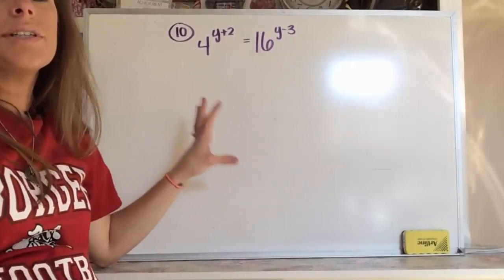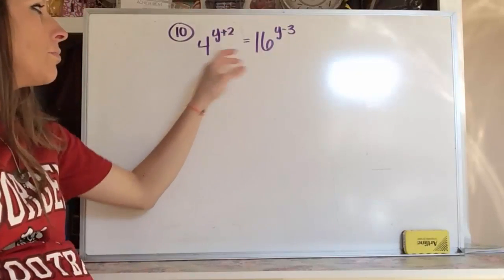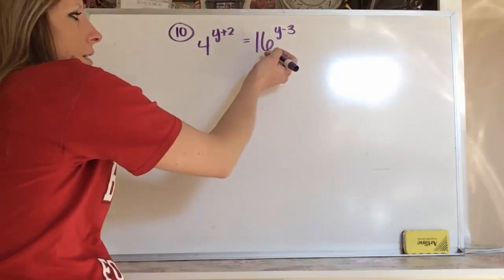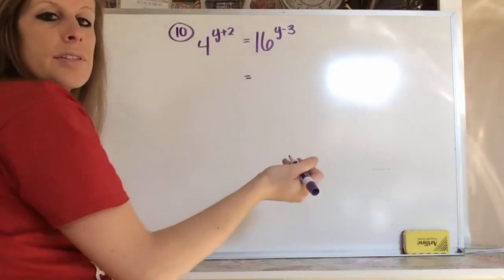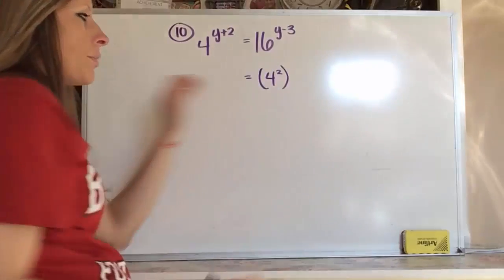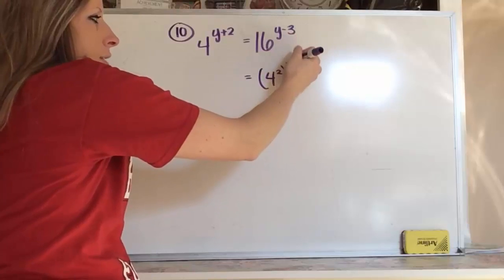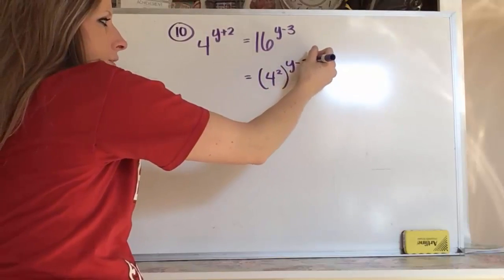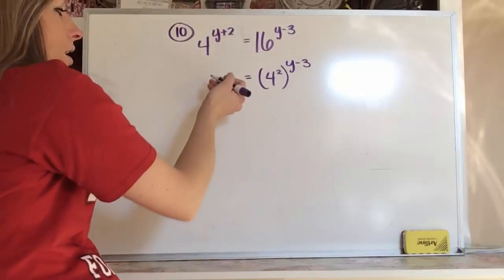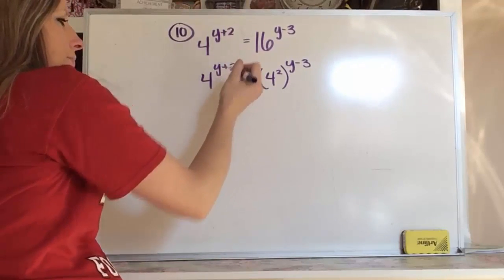Okay, so number 10, we need the same base. Now, both of these can be in a base of 4. Another way of saying 16 is 4 squared. So I'm going to put 4 squared in parentheses. And then the exponent that's already there, that y minus 3, is going to go outside. And on the left side I still have 4 to the y plus 2.